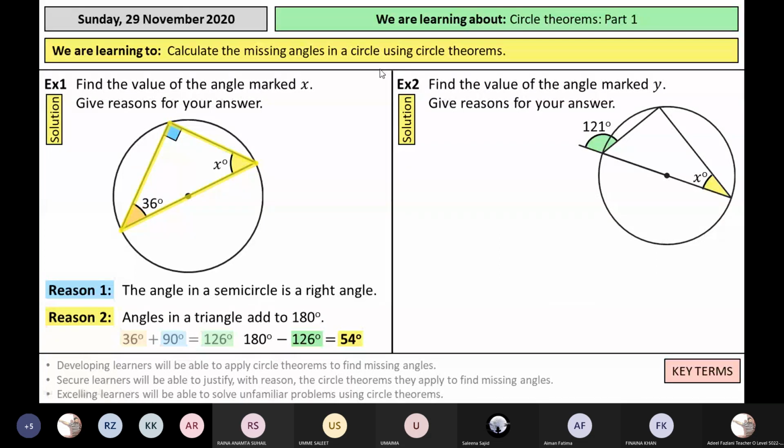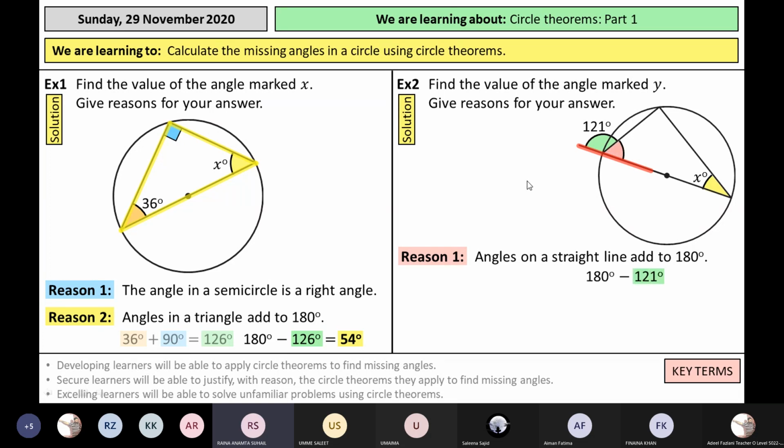Can you tell me how you find the value of x? Find the value of the angle marked by y. Give the reason. It's not y actually. It's basically x, right? It's a typing error. Can you tell? Yes, you tell me. Sir, we will find the angle inside the triangle on the straight line by subtracting 121 from 180, and then we will add the answer to 90 and subtract it from 180 to get x.